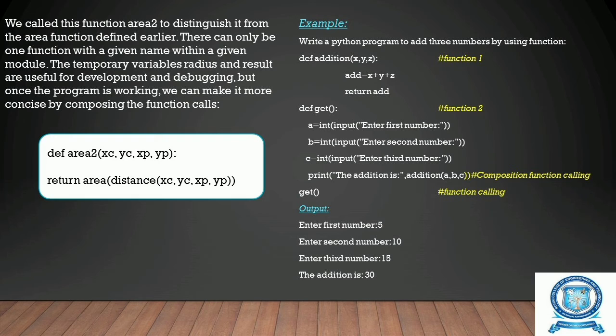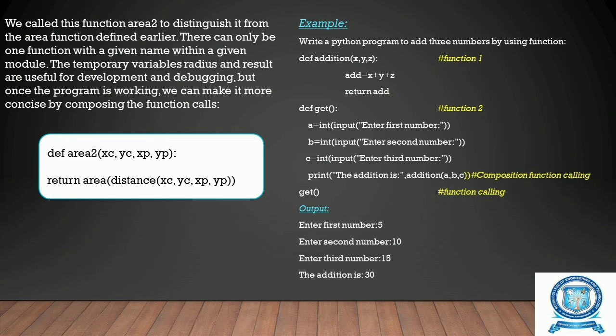So define add, x comma y comma z. That is function 1. Then another function is given as get. In this get function, we are giving the values for a, b and c; we are getting them as input. Those values will be given in the function call, that is add of a comma b comma c. Those are the actual parameters that will be given to the formal parameters, that is x comma y comma z. And when we are adding, we will add those numbers.